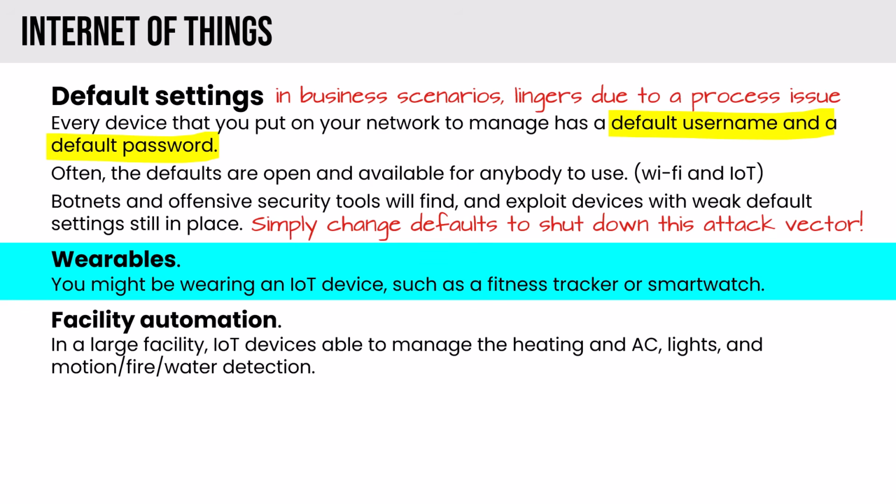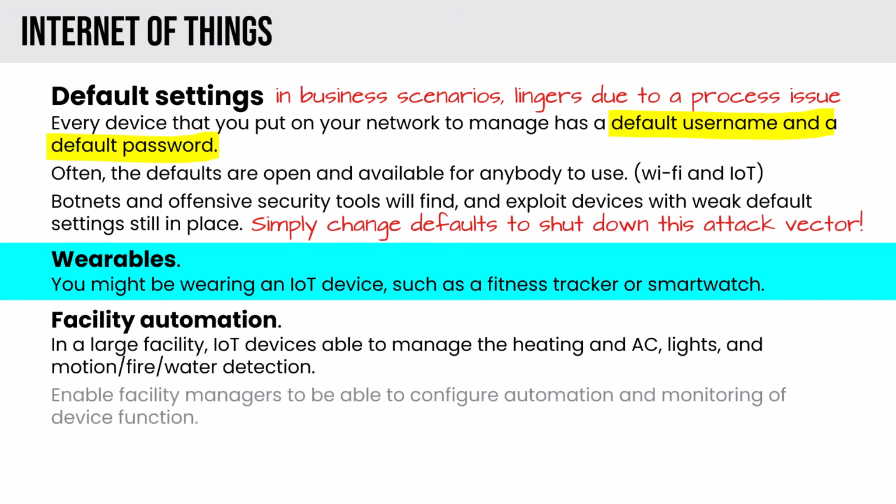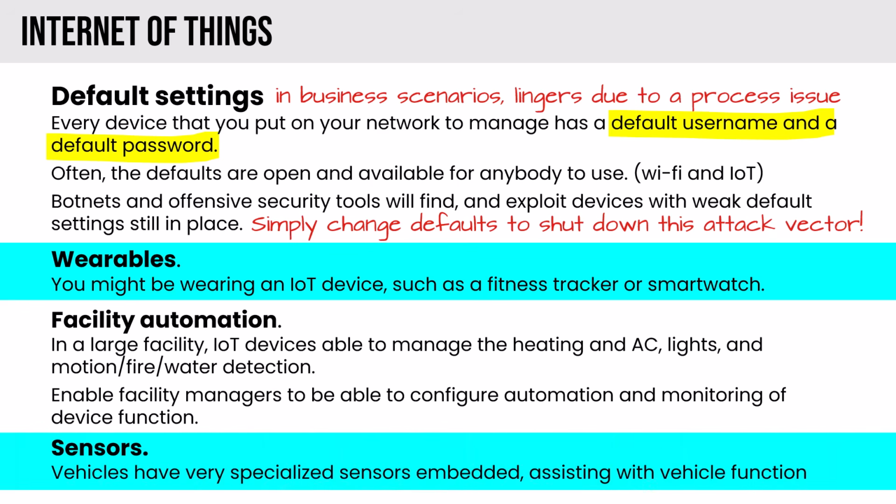They come in the form of facility automation, which would be more relevant in a business scenario. In a large facility, IoT devices are able to manage the heating and AC, lights, as well as motion, fire, and water detection. And they enable facility managers to configure automation and monitoring of device function. But for critical functions like this, it's important that we shut down the low-hanging fruit that attackers are going to be looking for. And you'll even see IoT in sensors. Vehicles have very specialized sensors embedded, often assisting with vehicle function.